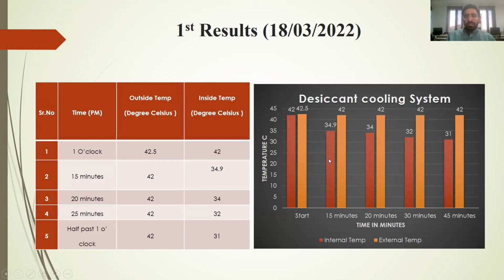And this is the graph which is showing this data. On the y-axis the temperature is shown in centigrade, and on the x-axis the time is shown in minutes. And in the red columns the inside temperature is shown, and we can see that the temperature is decreasing with the time.